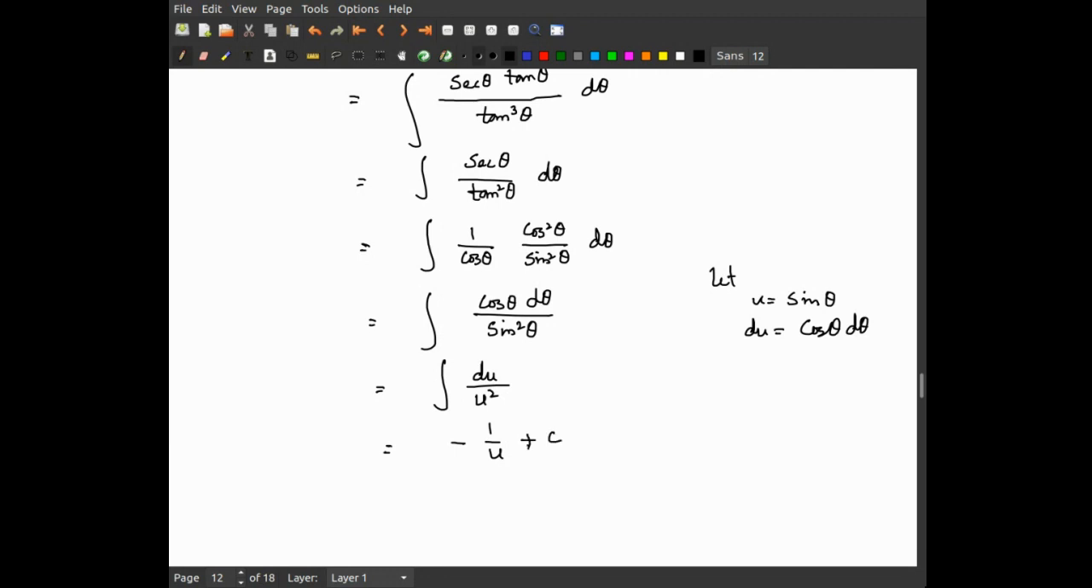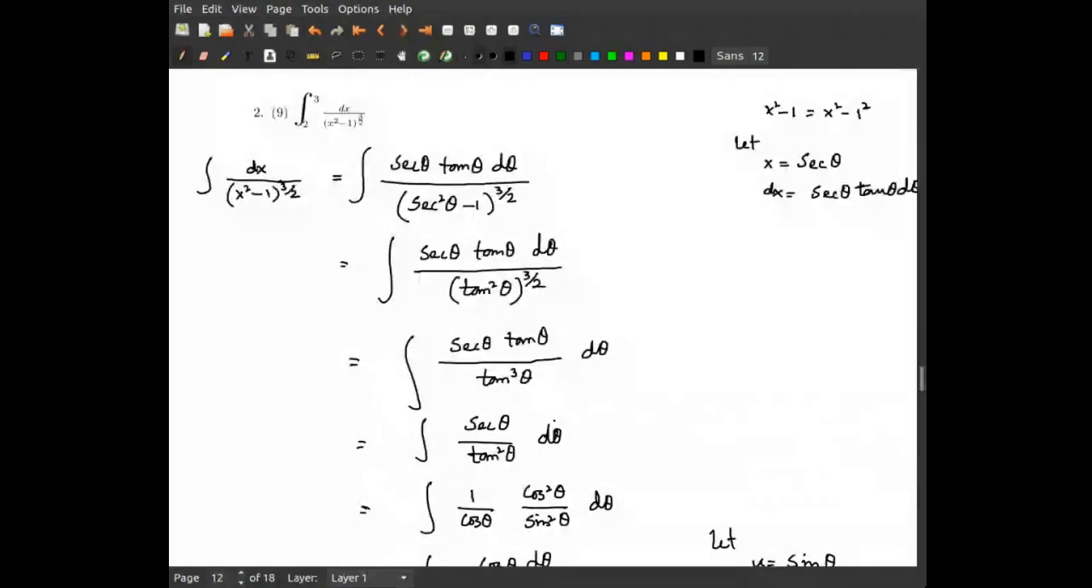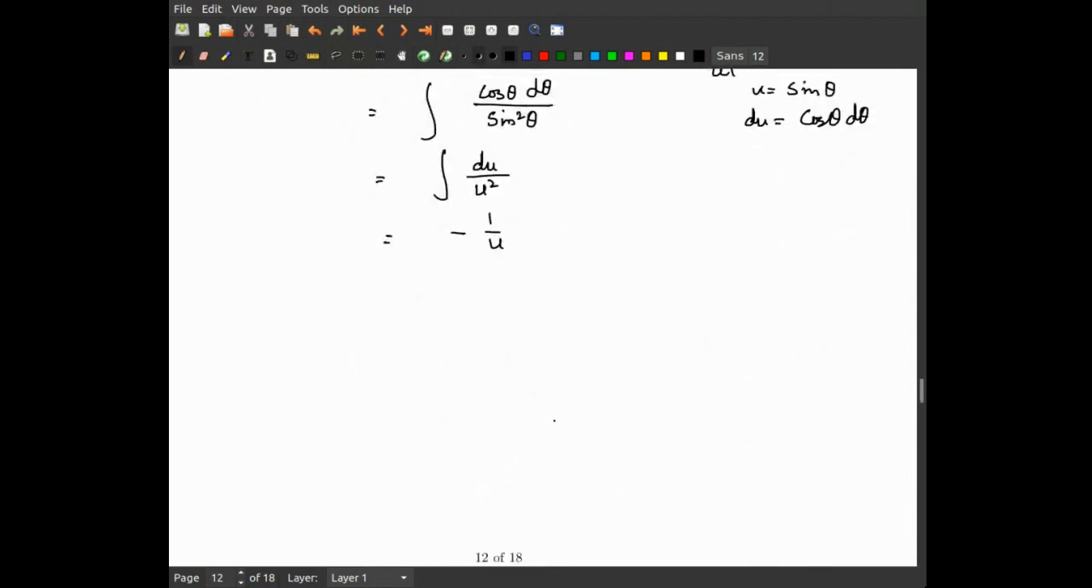That's the integration. But in this case, we actually do not need to write this plus c, because why? Because this is a definite integration. We will use the limit later. So if you don't want to write c, only this particular case, it's okay. If you write c, that is also okay. Okay, so we have negative 1 over u, but we have to go back to our actual x. This u, this theta, nothing works.